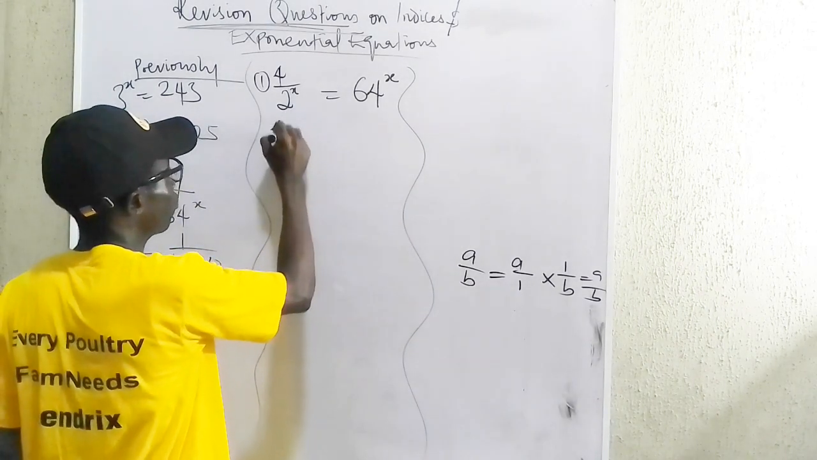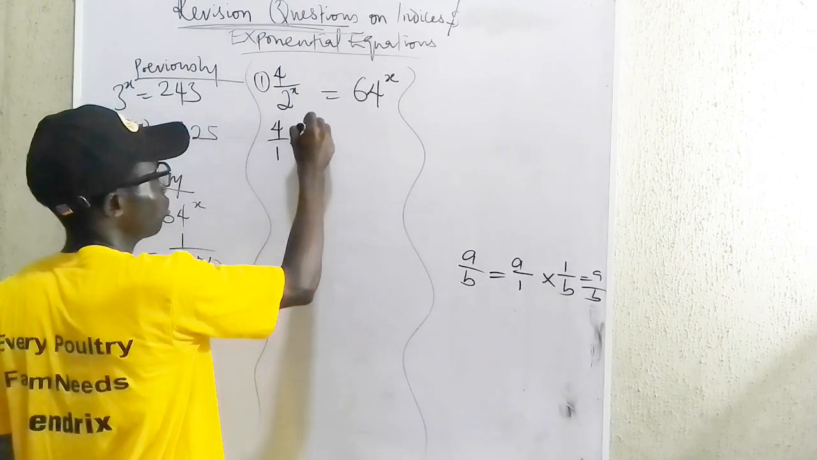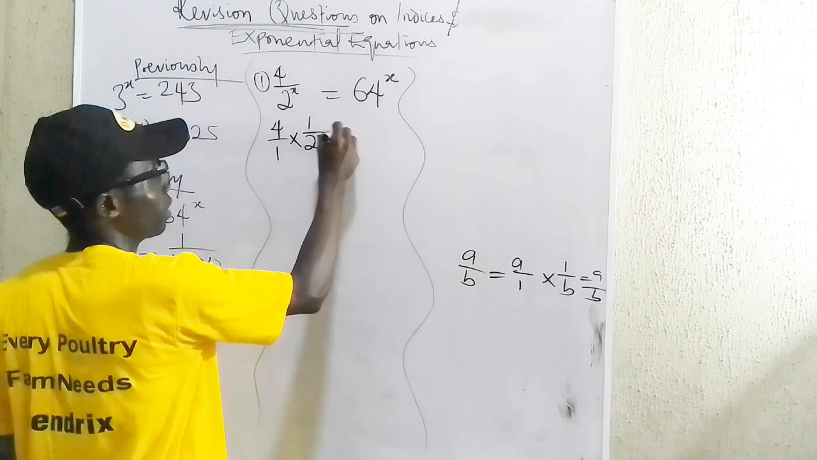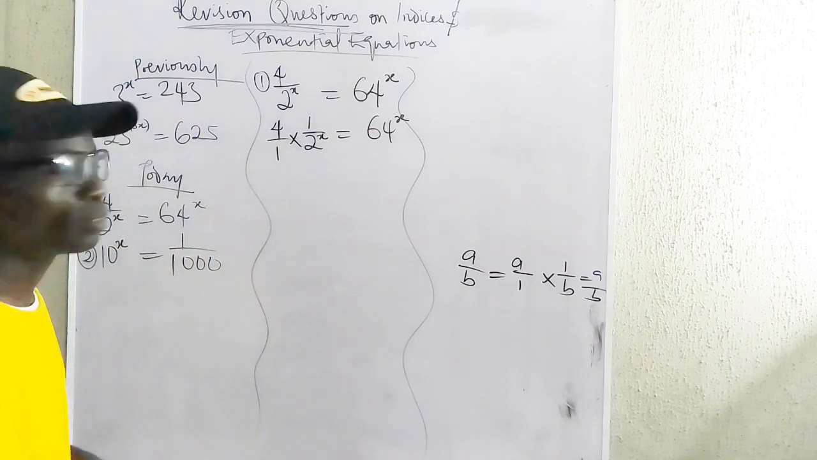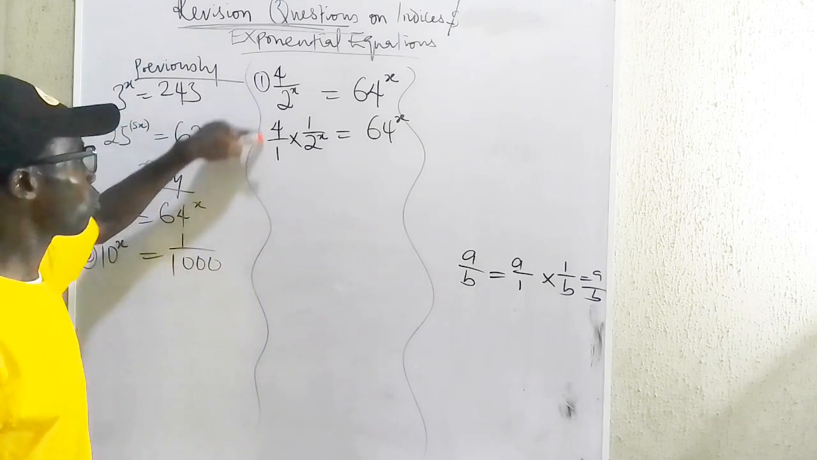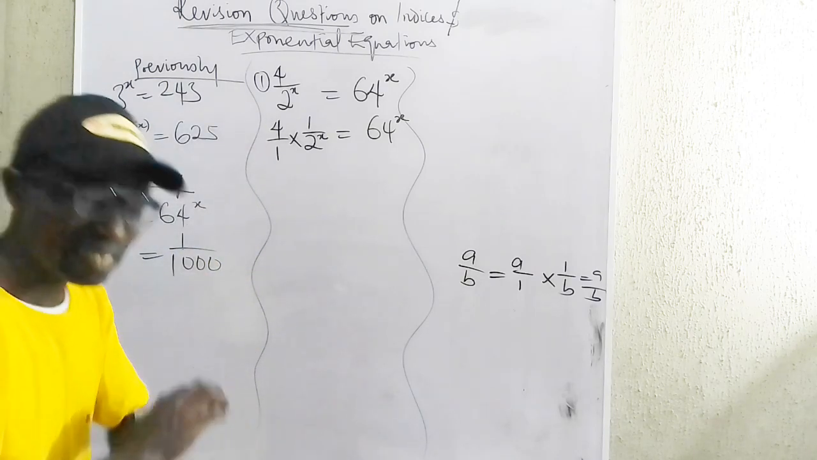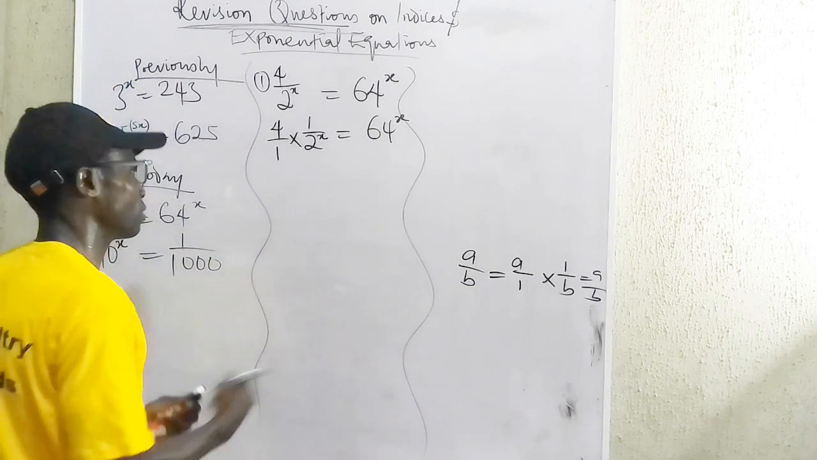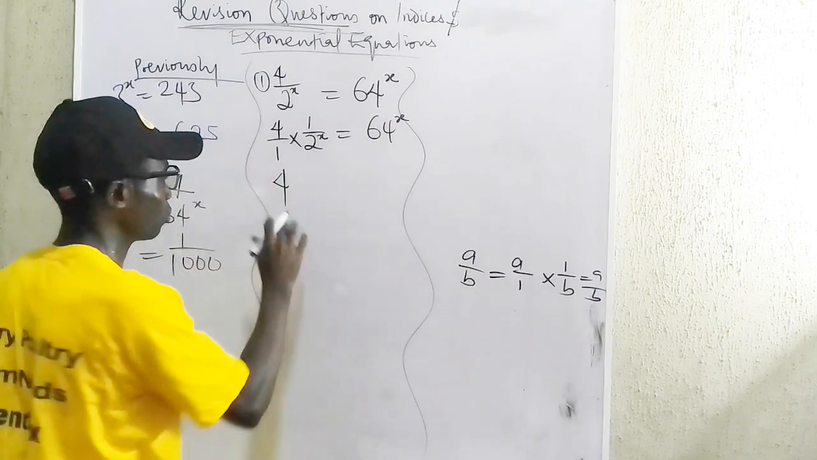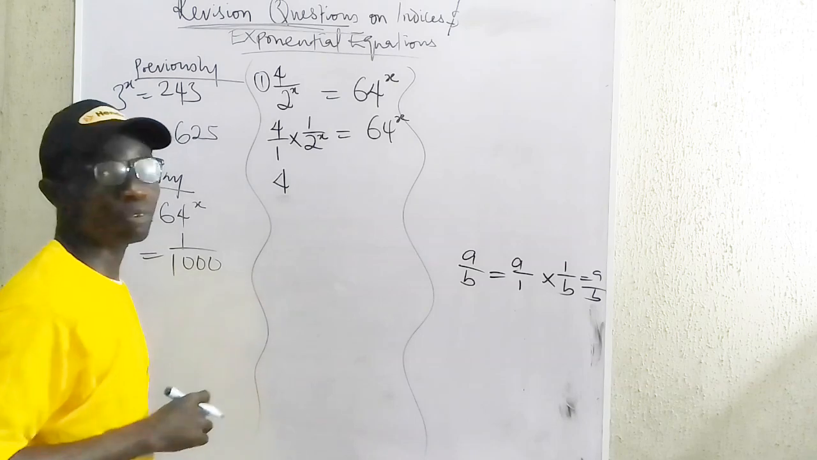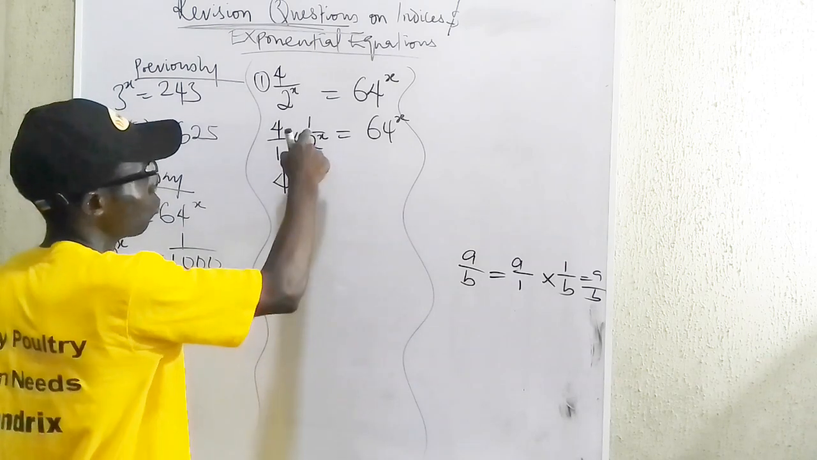This is going to become 4 over 1 times 1 over 2 raised to the power x is equal to 64^x. Now, having done this, 4 divided by 1, anything divided by 1 is still the same thing. Any number divided by 1 is still the same number. So 4 divided by 1 is still 4, times 1 over 2.